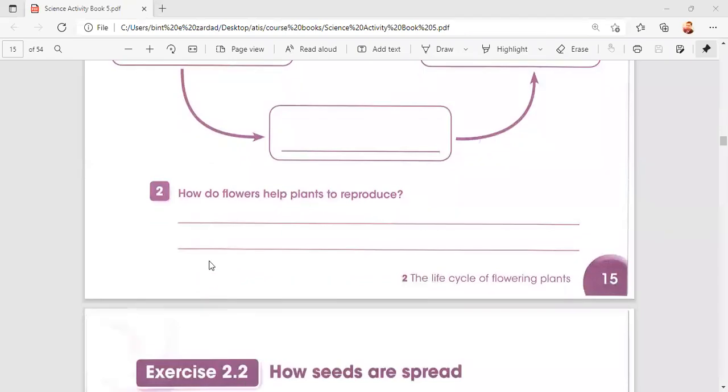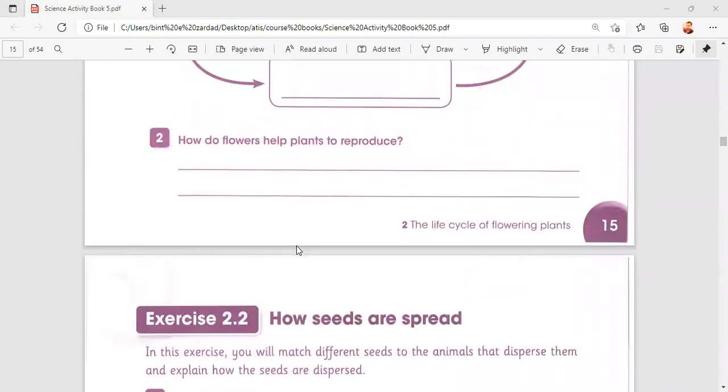Next question, how do flowers help plants to reproduce? Actually, flowers make seeds that grow into new plants.